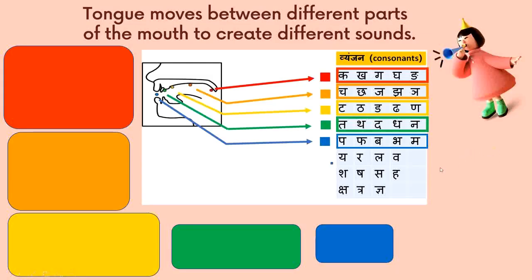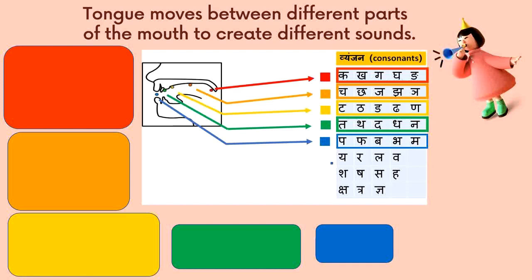Here, the diagram of the mouth shows 5 parts of the mouth which are used to pronounce Hindi consonants. These 5 parts are shown with 5 color dots inside the mouth. Let us take the first part of the mouth shown in red color, which is used to pronounce all 5 Vyanjans of the first group.